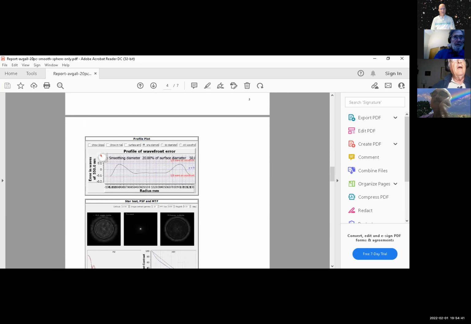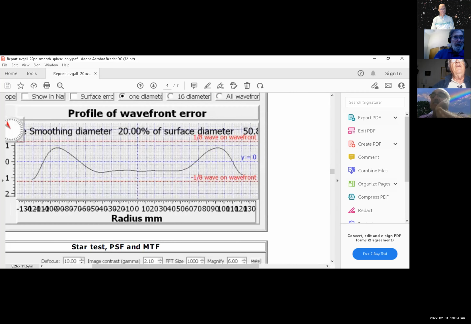Profiles. Now you go, oh, well, this is terrible, except for one thing. The top red line and the bottom red line are 1/8 of a wavelength.